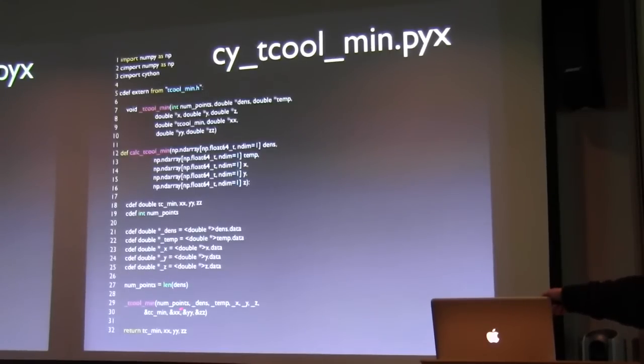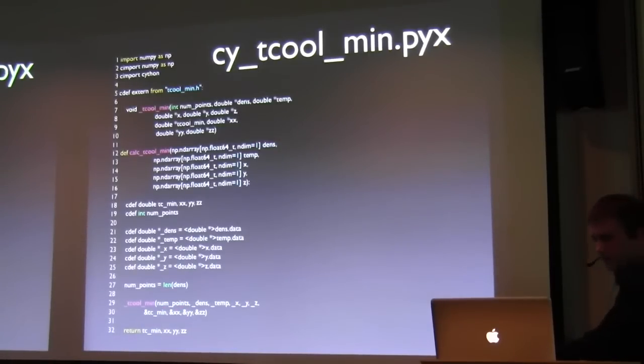Then I've got to feed this function that I'm going to call the number of points. So I'm calling just the Python routine len on dens, and it's giving me the number of points in dens. And it calls tcoolmin. It passes all this stuff. It's passing this other stuff down here, the tcoolmin and the x and the y and the z by reference. So we define these variables up here. It's passing them in here. This function is going to change them and send them back. And then in the end, it returns these values back to the Python script.